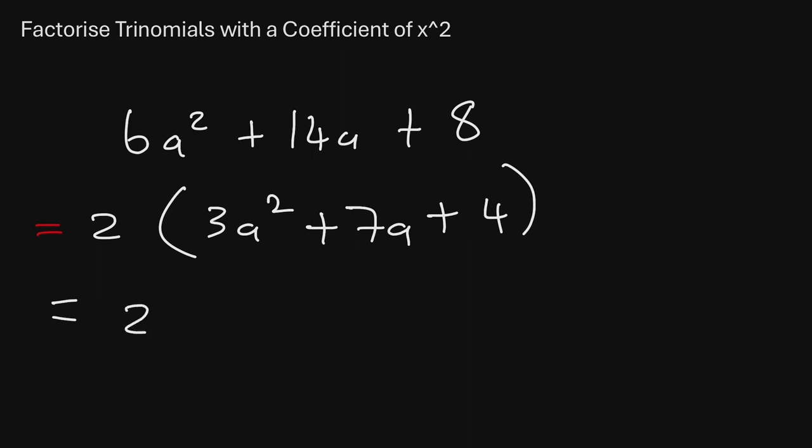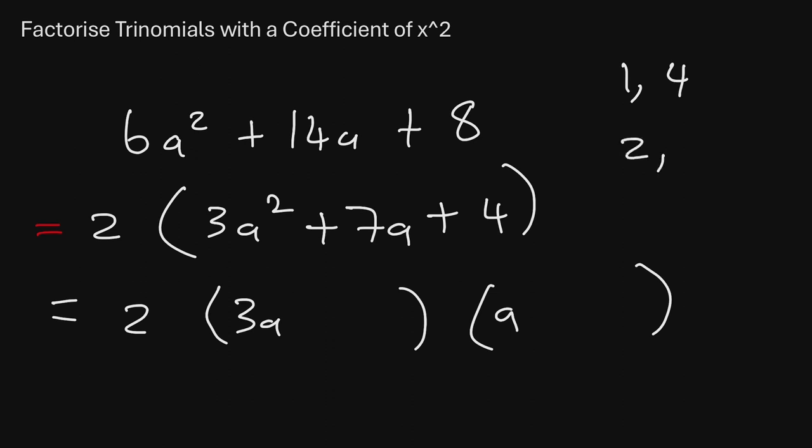But now remember, if we factorize the trinomial, what we do is that we open two brackets. And then we are going to say now, how can we write 3a²? So this is going to be 3a and a. So now we're going to look for the factors of what? For the factors of 4. So factors of 4 is 1 and 4 and 2 and 2. So those are the only factors of 4.